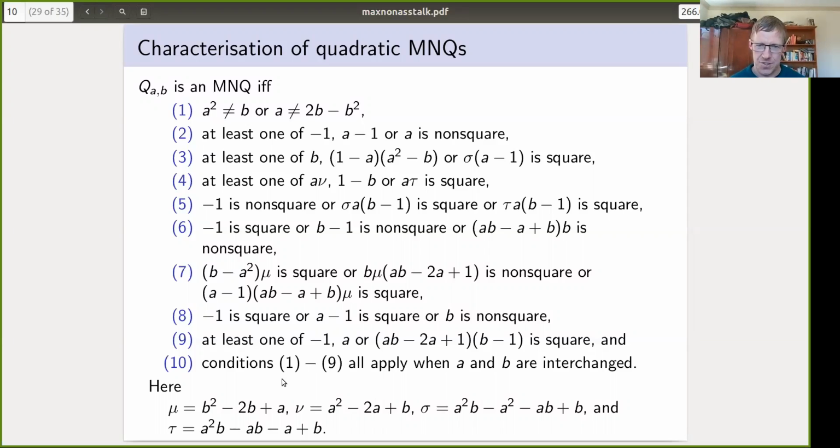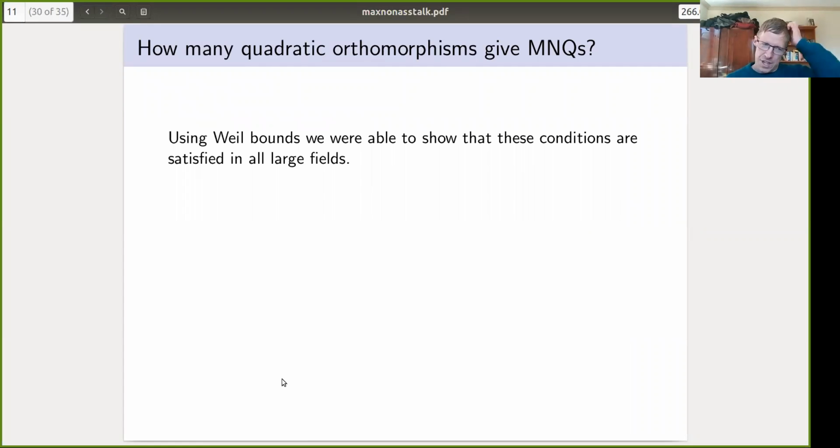So that is the conditions under which a quadratic orthomorphism will give you a maximally non-associative quasigroup. It's then possible to use standard arguments with wild bounds to show that these conditions are satisfied in all large fields. We know that there are small fields where they don't work. I should say, this is large fields of odd characteristic.